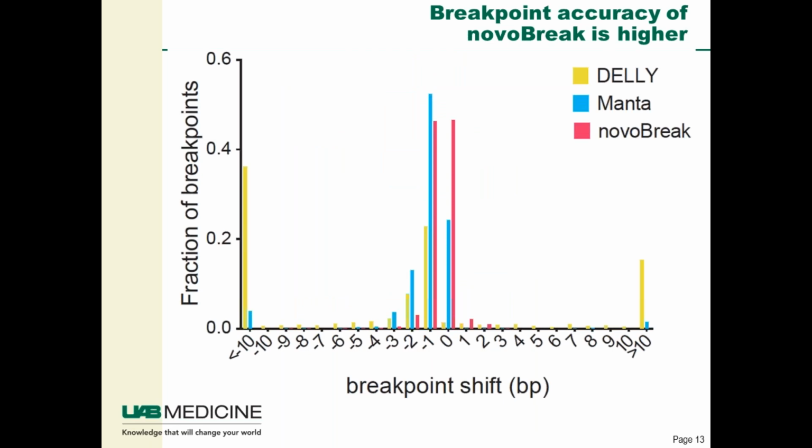Another very important factor for structural variation analysis is the breakpoint. Breakpoint accuracy is important for subsequent experimental validation or subsequent mechanism analysis. I compare the 3 top performers for the breakpoints, and again, NovoBreak, almost 99% of the breakpoints fall within the -2 to 2 base pairs compared to the ground truth, which is the most accurate, precise tool for breakpoint accuracy.